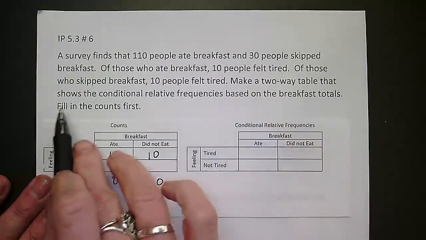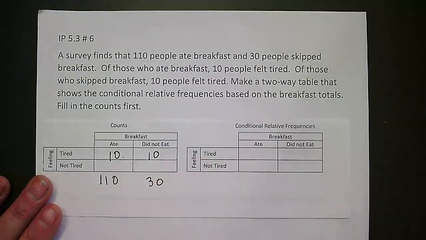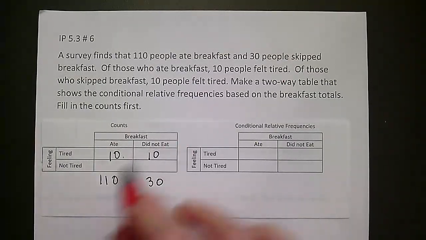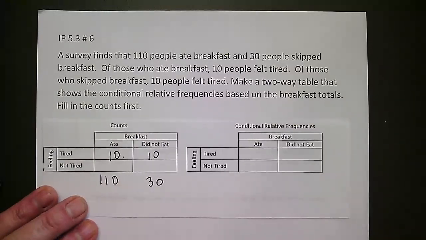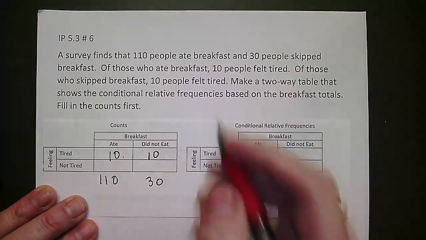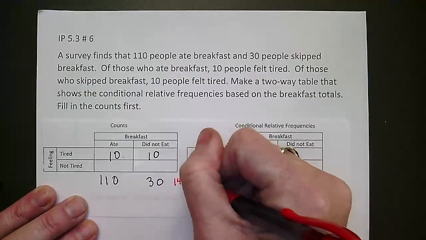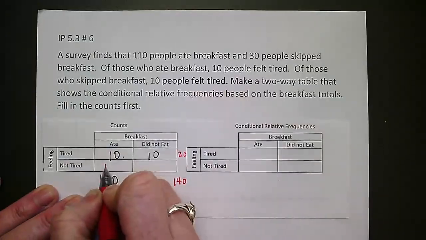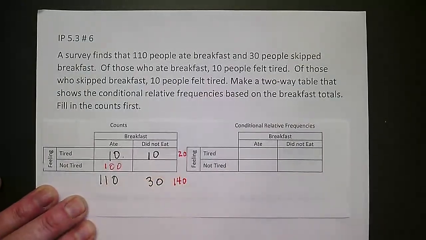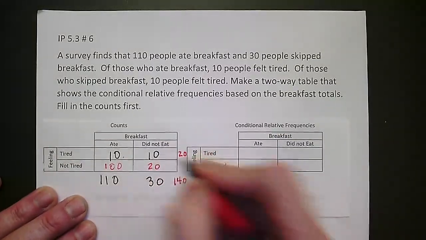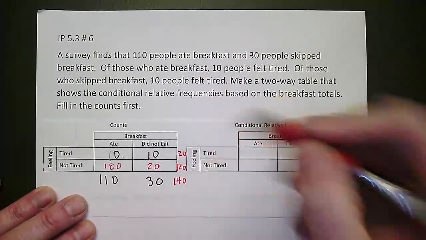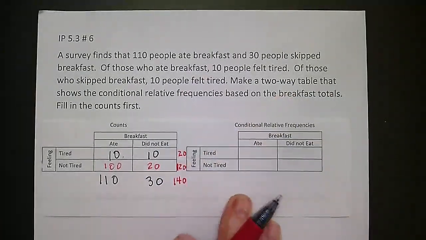We're going to make a two-way table that shows the conditional relative frequencies based on the breakfast totals. So these came from the original. We need to get a few more pieces of information here to fill this out. Let's see, we can get the total, like the grand total here is 140. This is going to be a total of 20. So this is 100 more because 10 plus 100 is 110. And then let's see, we have 10 plus 20 is 30. And this is 120. And 20 and 120 is 140. 110 and 30 is 140.